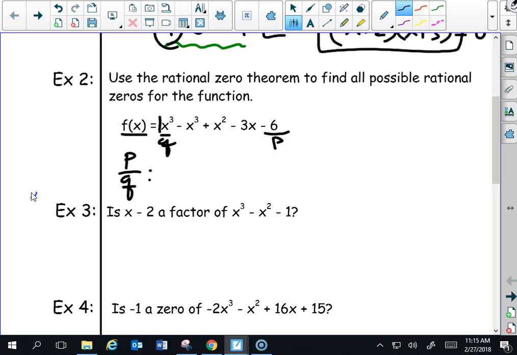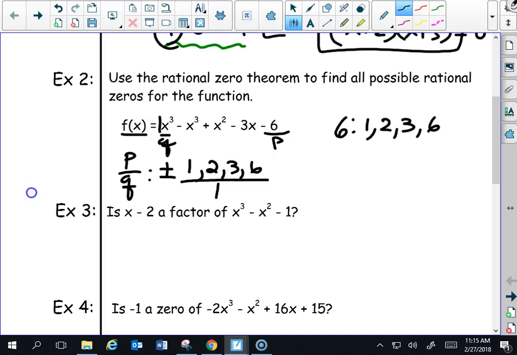So my factors of 6 are 1, 2, 3, and 6. So in the numerator, I'm going to put all of the factors of 6, and I'm going to put my plus minus in front, over the factors of q, which is just 1. It makes it fairly simple. So my possible zeros here, the only numbers that I would even try to divide out, are going to be plus minus 1, plus minus 2, plus minus 3, and plus minus 6. So if you don't have any other idea on where your zeros are, it's a good place to start.